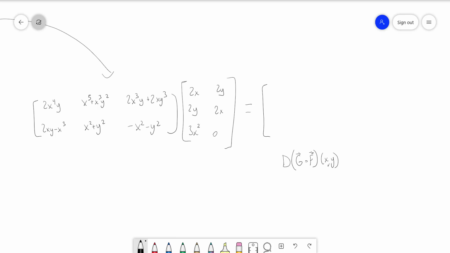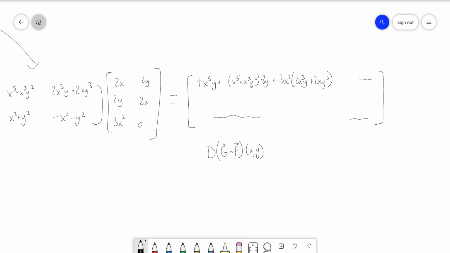So we'd get 2x to the fourth y times 2x. Then we'll have this plus 2y. I'll just write it as it is. And then lastly, we'll have this times 3x squared. And so that would be the first entry of this matrix. Then first row dot product with the second column gets you the second entry here. And then second row dot product with each column would fill out the second row here. But I trust you guys can do the matrix multiplication, so I'm going to stop at that point.